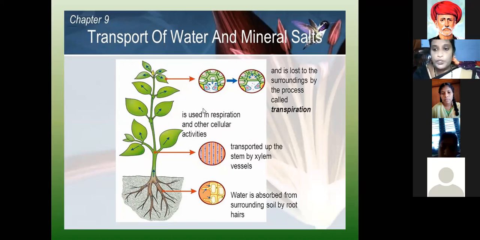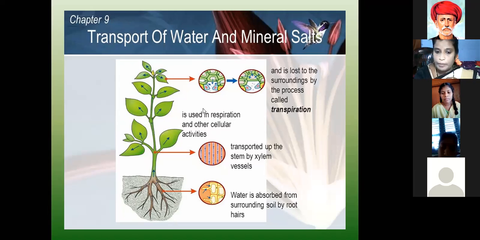Stomata are tiny opening parts, like holes, arranged on the leaves. The leaves have stomata. Stomata help during the activities of transpiration, respiration, and nutrition also. Okay, the remaining we'll see: the loss of water to the surroundings by the process is called transpiration.